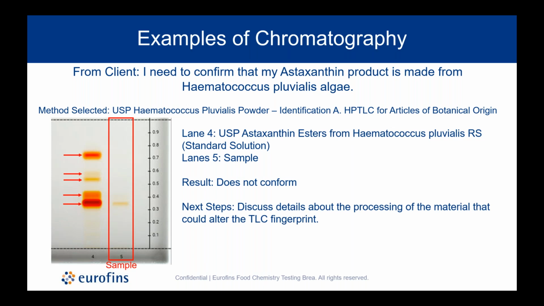The next steps we can take for this sample is, again, just check all the boxes, make sure we have the correct information, make sure that the specifications and C of A's are understood and submitted accurately, and inquire if there's any additional processing of the material beyond what was indicated initially, and if there's any reason that that could alter the TLC fingerprint to result in the data that we are observing.